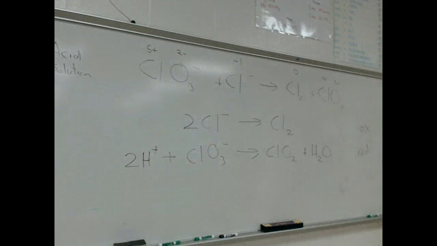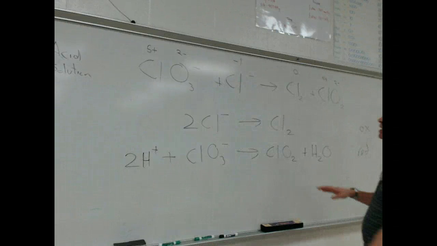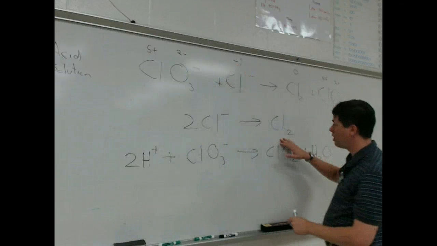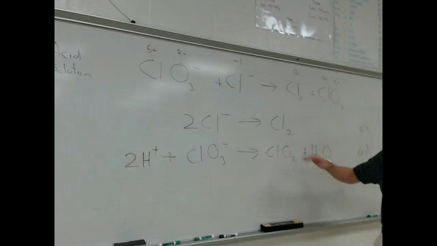All right, now what? Balance electrons, okay? Here I have the chloride ion going from 1 minus to 0. You have 1 electron. Add 1 electron. Yes.